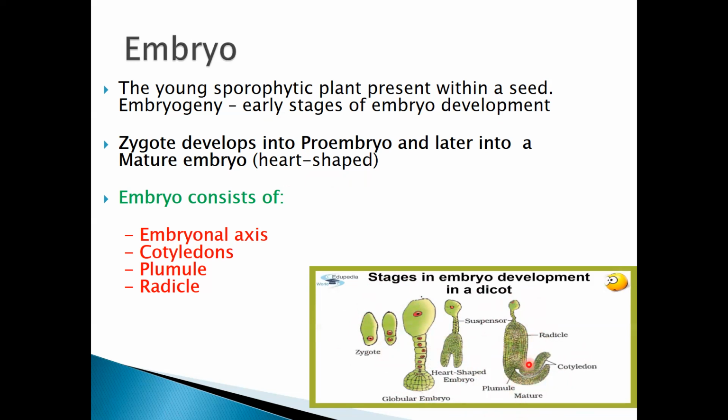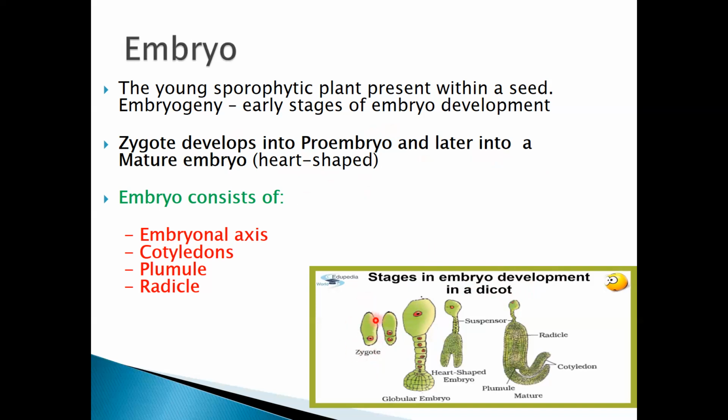It is also similar to a heart shape, so into a mature embryo. So these are the stages in embryo development in a dicot, meaning a dicotyledonous plant. So first, the zygote develops into a proembryo and later into a mature embryo, that is nothing but called embryogenesis or embryogeny.